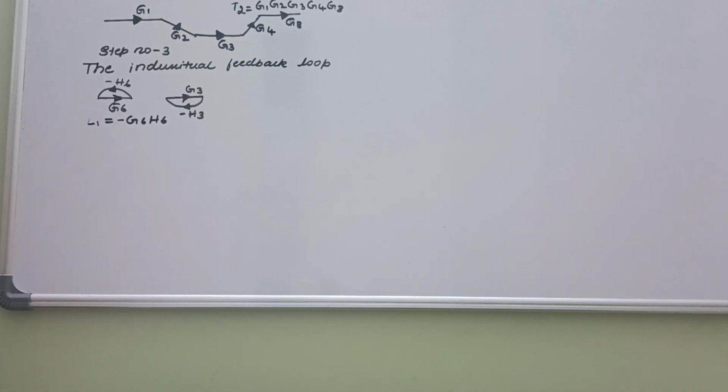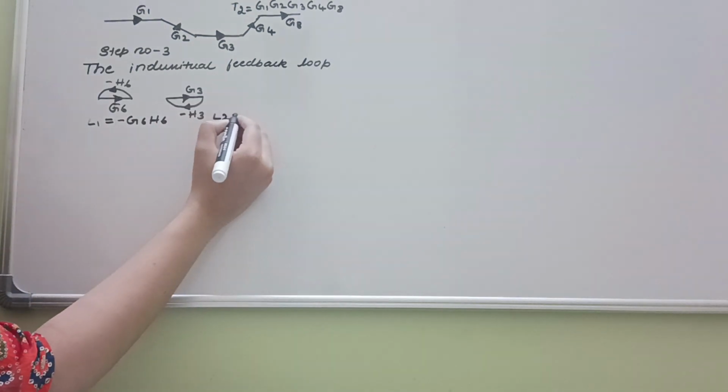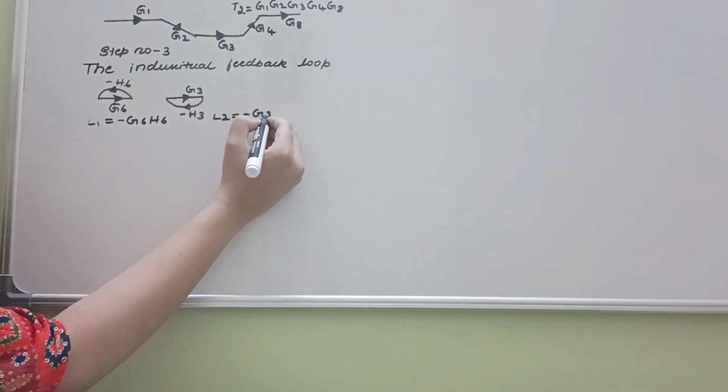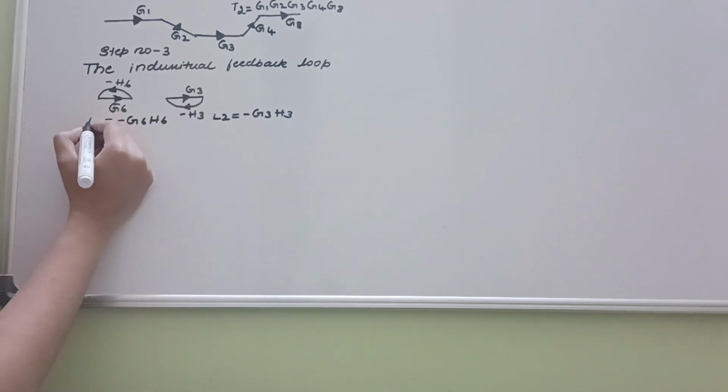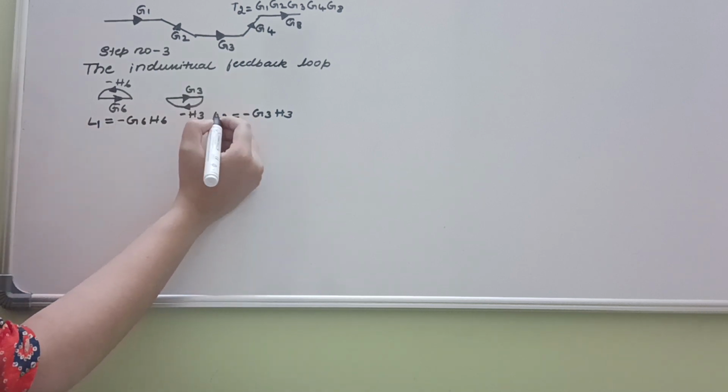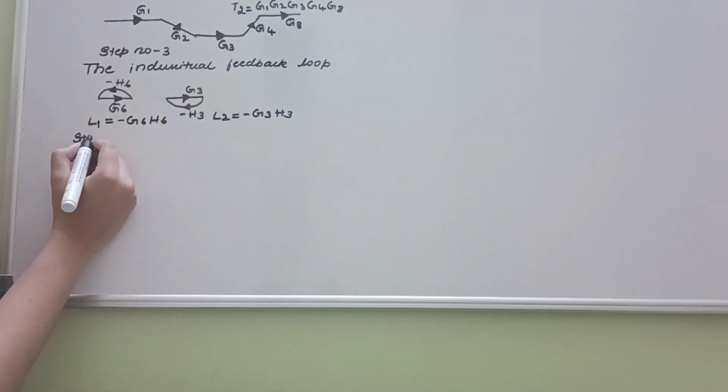Now let me come to the next one, that is my L2. I write L2 here. L2 is nothing but minus G3H3. This is my step number 3. Step number 1 is the number of forward paths, that is k equal to 2, and you got to know what the forward paths are. I have written it separately. Step number 2 is to write T1 and T2. The third step is the individual feedback loops, and these two are my individual feedback loops.